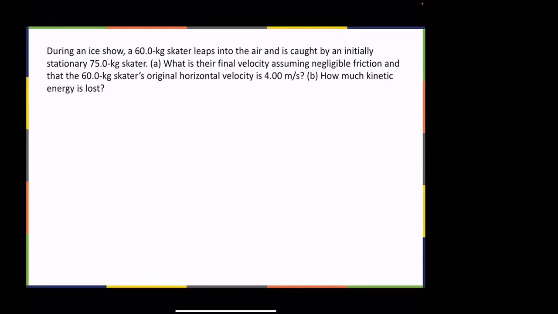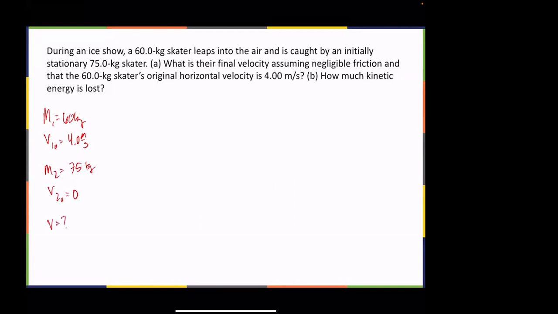All right, let's check it out. We got M1 is 60 kilograms. V1 naught is 4 meters per second. M2 is 75 kilograms. V2 naught is 0. And we're looking for our final velocity.